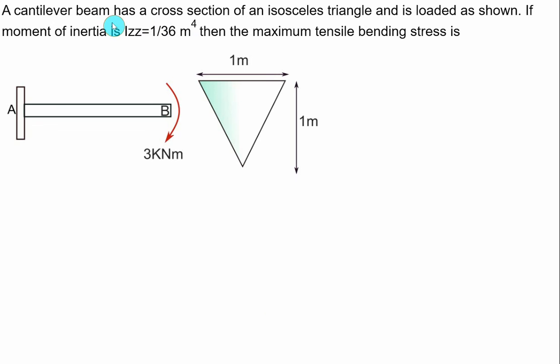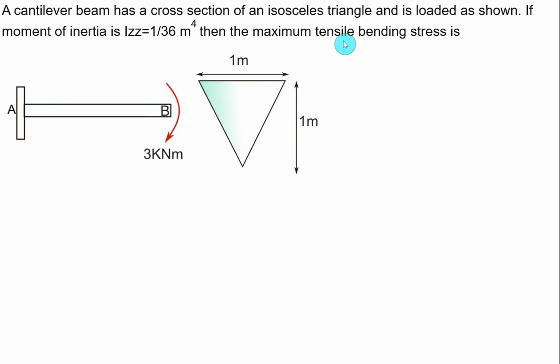A cantilever beam has a cross section of an isosceles triangle. Base is equal to 1 meter and height is equal to 1 meter, loaded as shown in the figure. We have a fixed support at A, and at the free end a couple equal to 3 kilonewton meter is applied. The maximum tensile bending stress we have to find out.